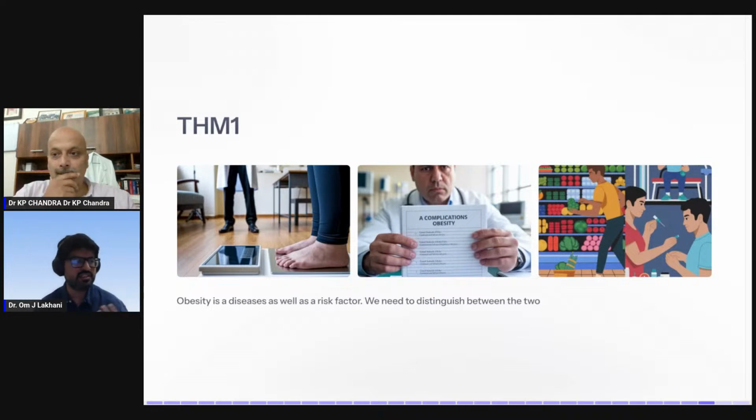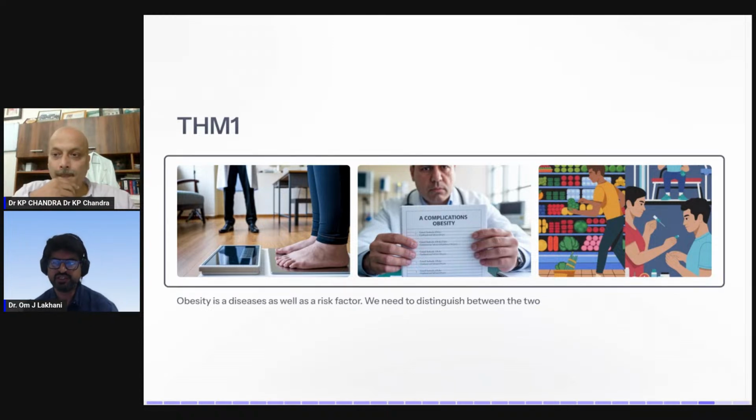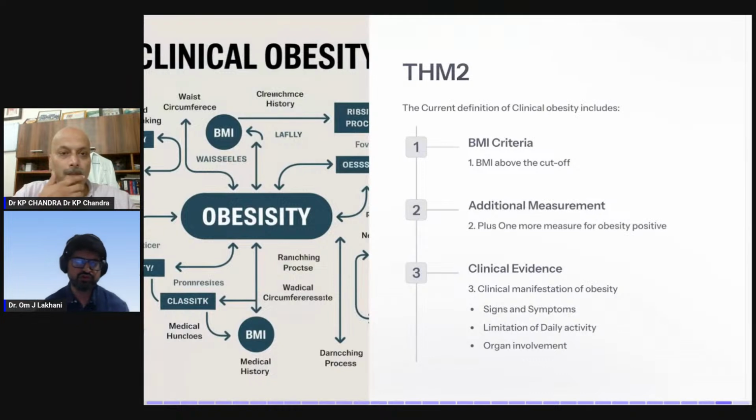And many years back, WHO had defined obesity as a disease. So I think we also need to consider it as a disease which needs some sort of therapeutic approach. Again, the clinical obesity diagnosis has three criteria. You should have a BMI above the ethnic cutoff, like for Indians we use 23 as per the new guidelines, plus one more measure of obesity, for example the waist circumference or the waist to height ratio or BRI, and some clinical evidence of the manifestations of obesity, for example signs and symptoms, some limitation of daily activity or organ involvement.